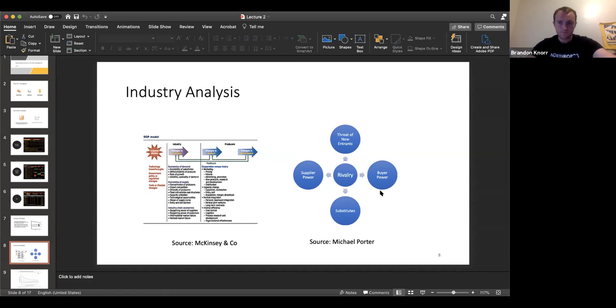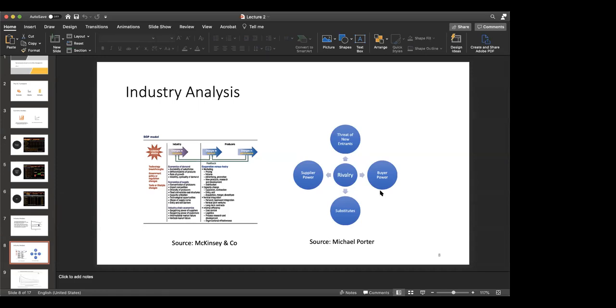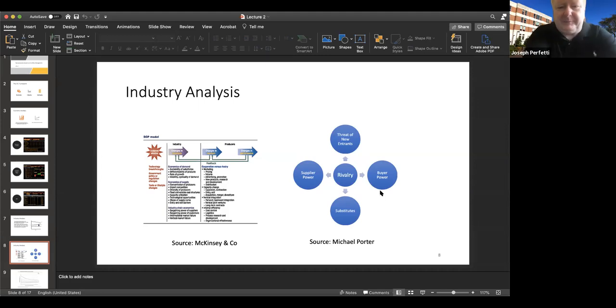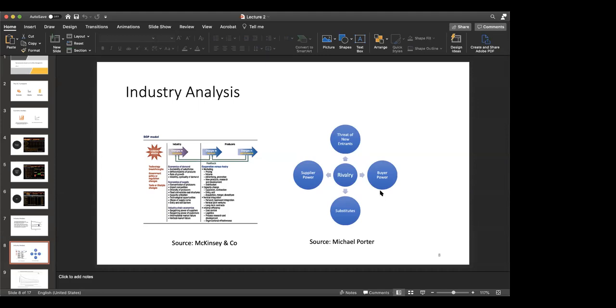I said that the supplier power is relatively high, because there are only 2 manufacturers in the industry, which is Boeing and Airbus. Okay. And therefore what? Therefore that leads the suppliers to have more power, which drives down profit margins for airline companies.